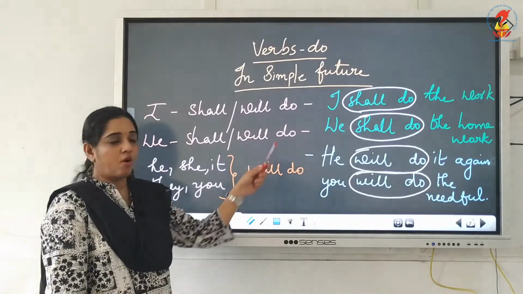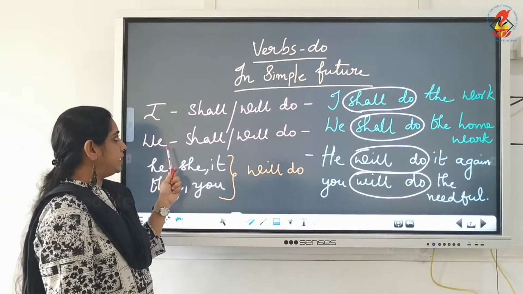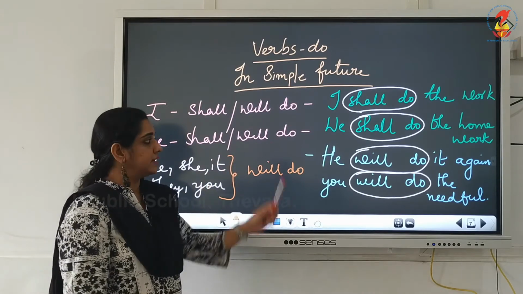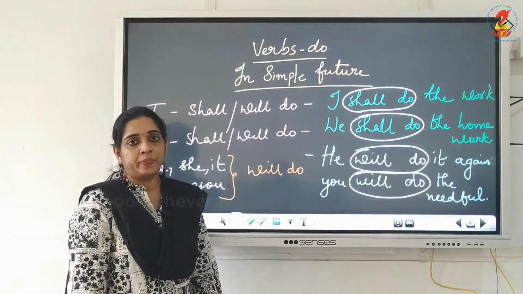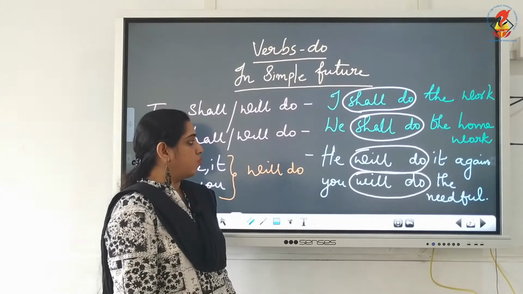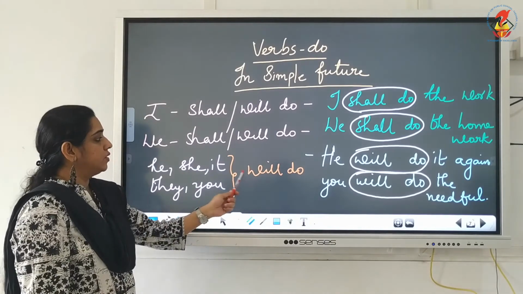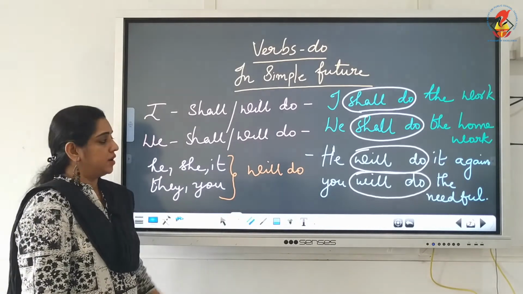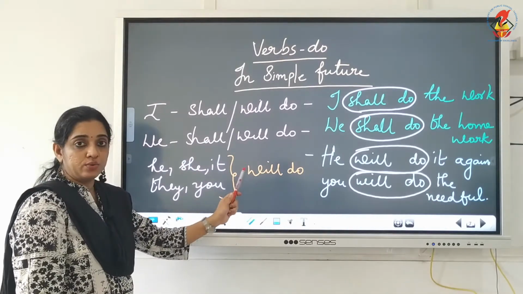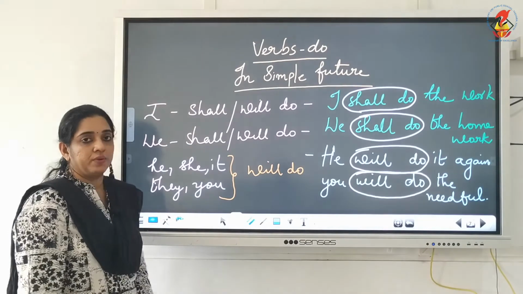Will do or shall do. For I and we, you can use shall or will plus the verb do. I shall do the work, we shall do the homework. Then for he, she, it, they and you, you should use will. Here you can use both shall and will, but here you should only use will. He will do it again, you will do the needful.